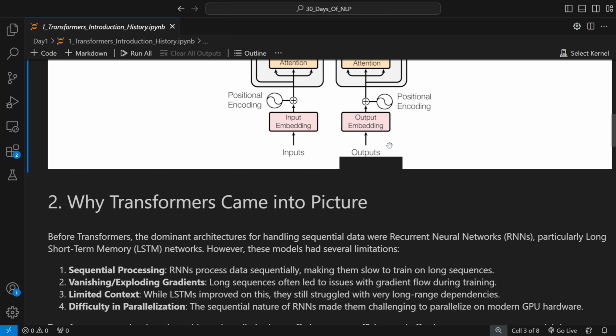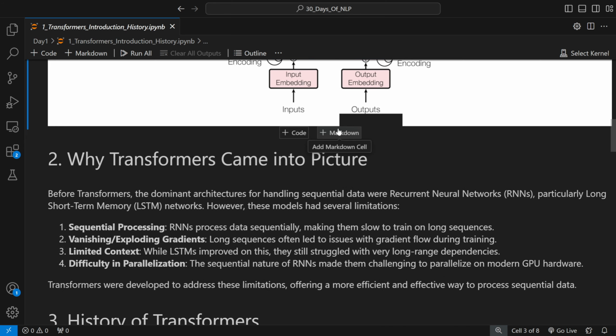it came into the picture. You see, with sequential data, there were RNNs, particularly LSTMs, which people were using, and they were thinking, yeah, it's good, I'm fine with that. It is able to handle time series data. It is able to handle text data. Basically, anything which has a sequence. But there were some limitations.